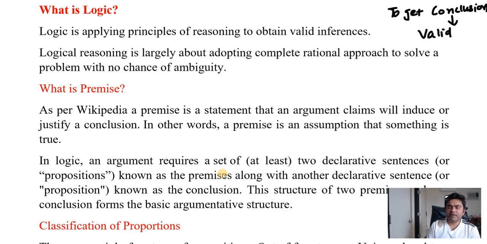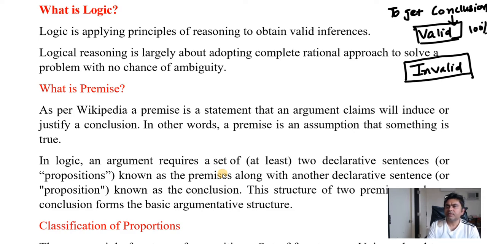A valid conclusion is valid under all types of situation, and when you say it is an invalid conclusion, it means it is valid in one type of situation, and it is invalid in another type of situation. So there is some ambiguity involved when you say this is an invalid conclusion, but when you say it is a valid conclusion, there is no ambiguity, you are 100% sure.